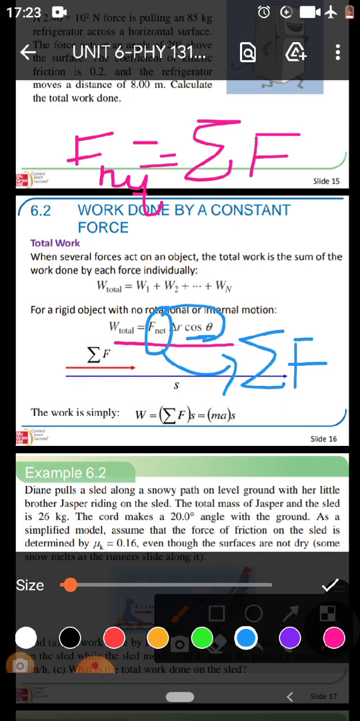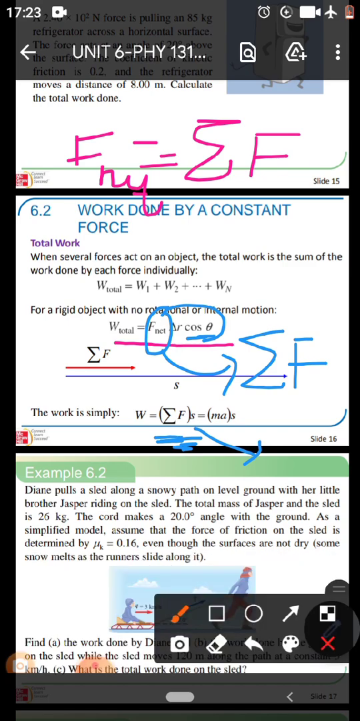Oh, this is what they mean. If you can sum the forces at a certain displacement, it means that you can sum the work. So it's due to that.